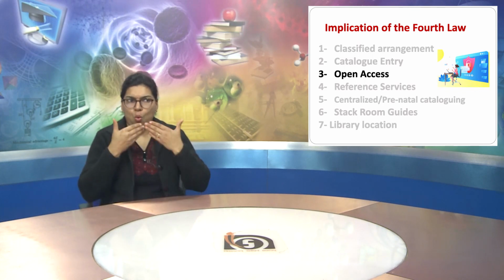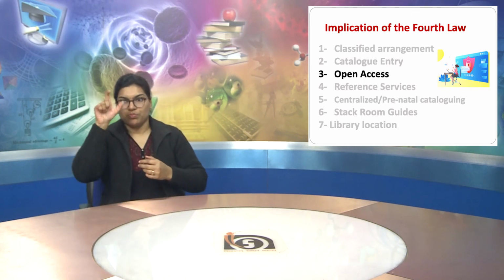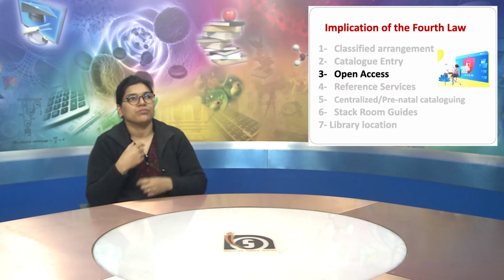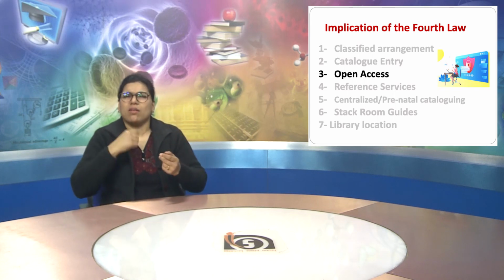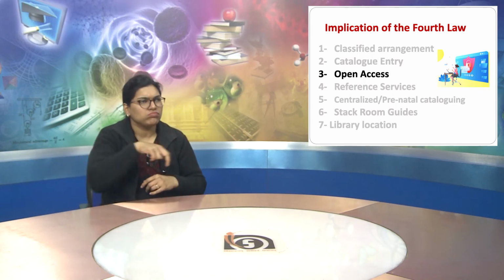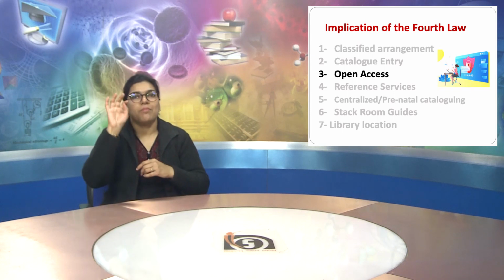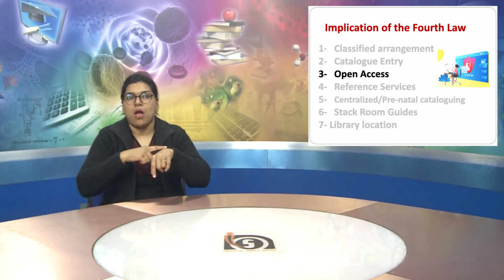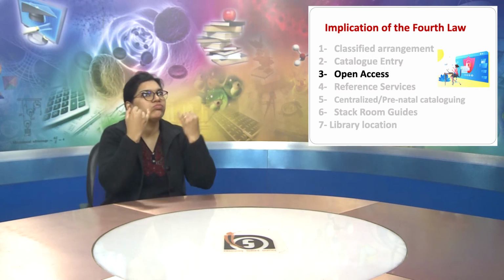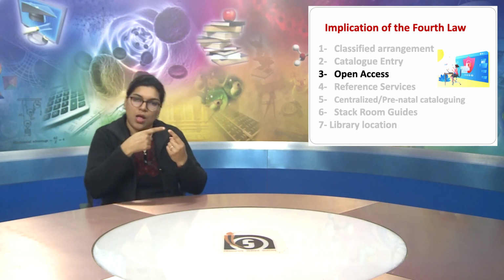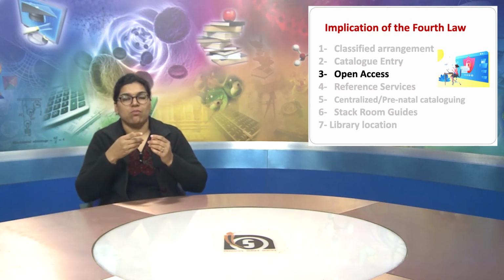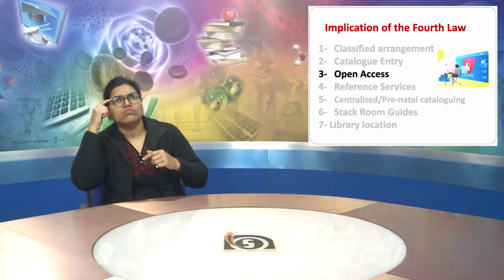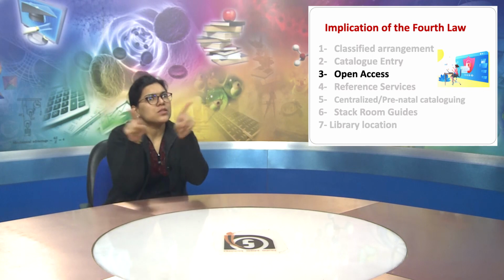The third implication of the fourth law talks about open access. The fourth law strongly opposes the process of the closed access system. It supports open access system for saving the time of the reader. When any reader can easily select the books in an open access, then it automatically saves the reader's time.